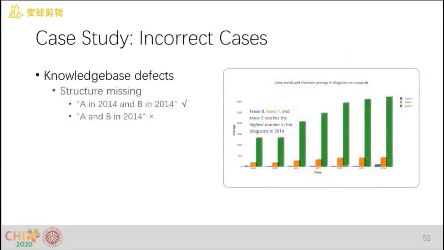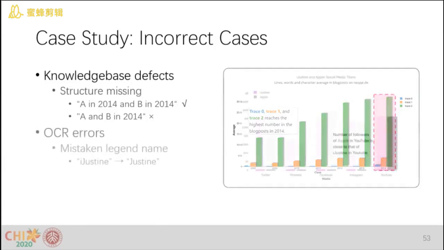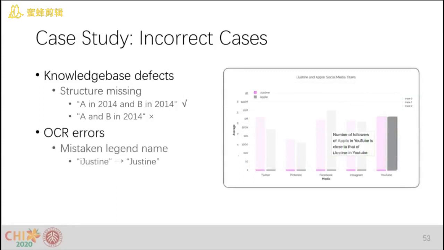These are 2 incorrect cases. In the first case, the user tries to describe the rightmost group of bars, but nothing is highlighted. That's because the sentence structure he uses is not included in our knowledge base. In the second case, the user also tries to describe the rightmost group, but only 1 rectangle is highlighted. That's because the name in the current legend is wrongly identified, leading to a failure in the NLP module.